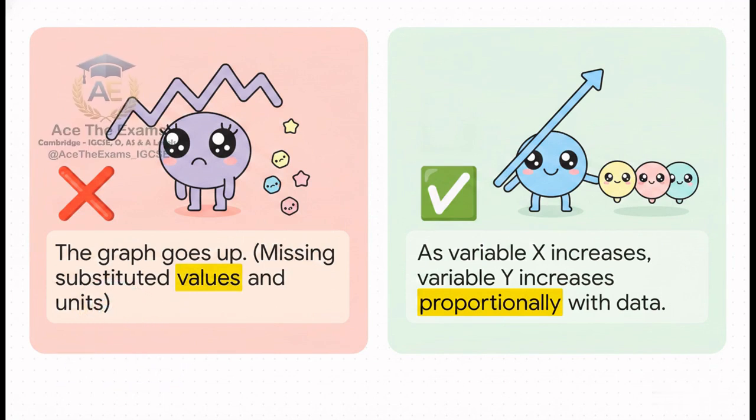Just look at the flawed student answer on the left. It simply says, the graph goes up, completely missing the units, rounding early, and totally failing to use substituted values. But then check out the top band improved answer on the right. It flawlessly combined substituted values, actual coordinates extracted straight from the line, with our exact framework, clearly stating that as variable x increases by this specific amount, variable y increases proportionally. That right there is how you secure those top marks.